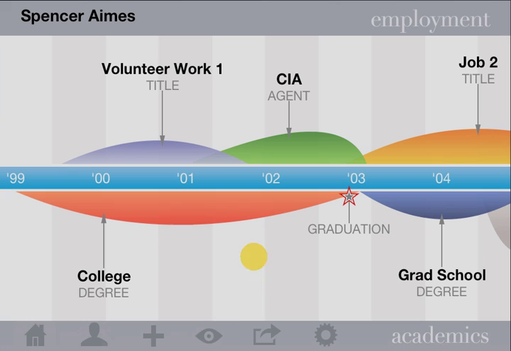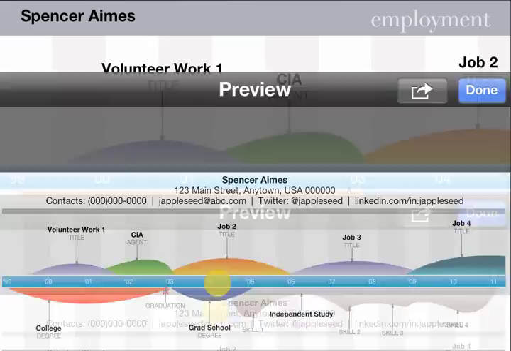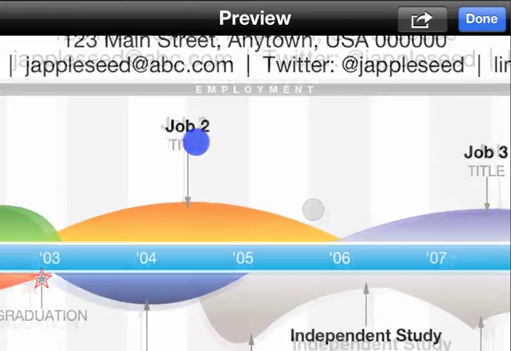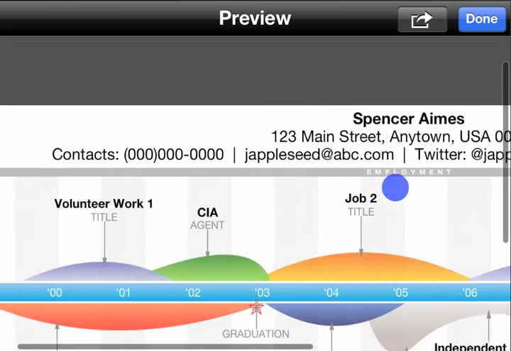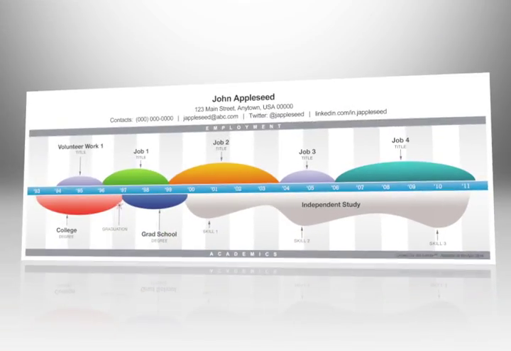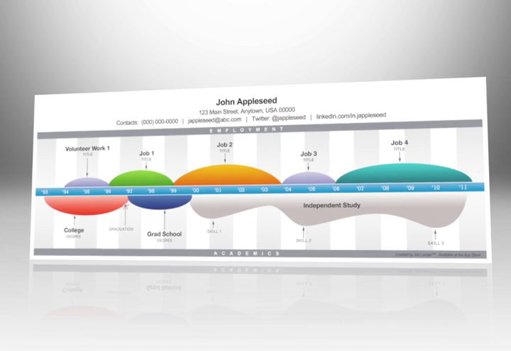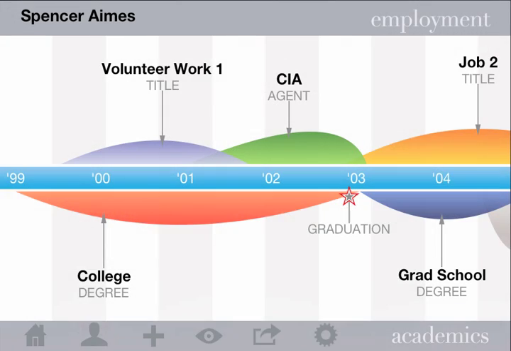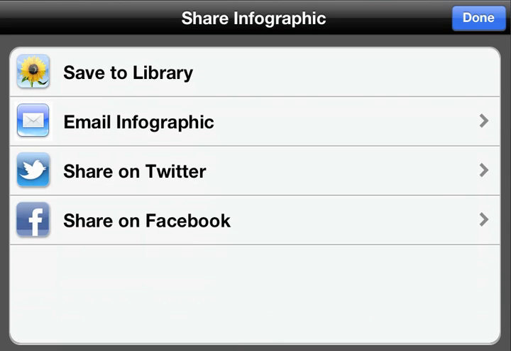As you edit your infographic, you can preview it by tapping the preview icon. You can take 2 fingers to pinch in or out to zoom. Once you have your infographic the way you want it, now it's time to get it into your resume. To do that, tap on the action icon. This gives you the option to save it in your iPhone library, email it, or share it on Twitter and Facebook. The best way to put it into your resume is to email it to yourself.